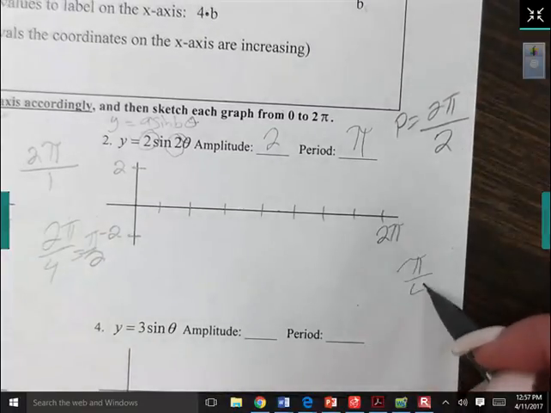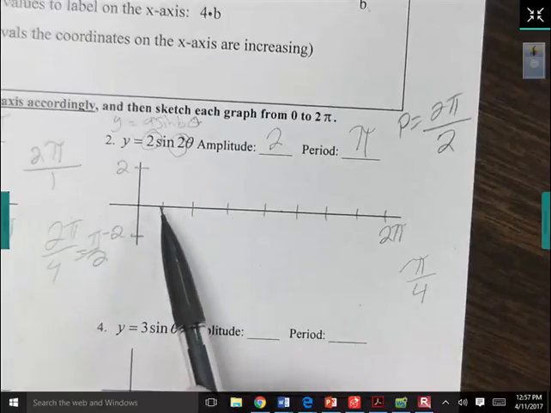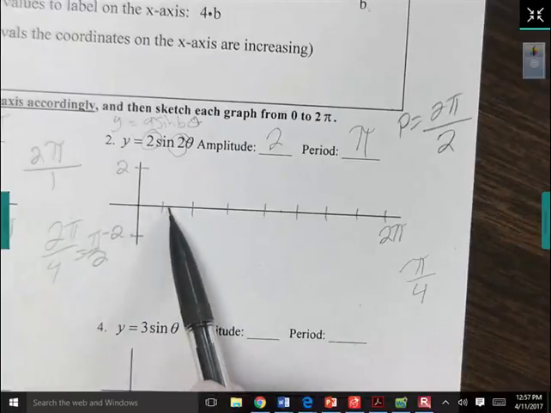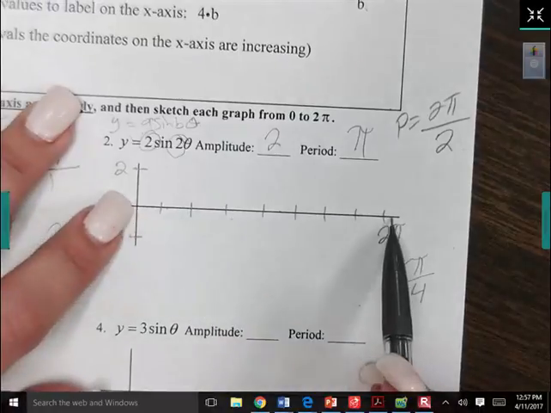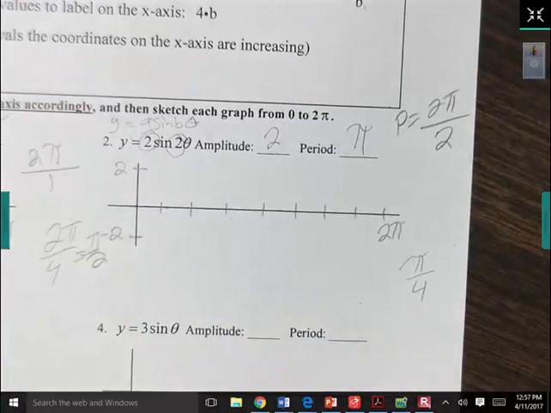Another way you guys can look at this is each one of these hash marks are the same, right? So from 0 to here is the same, from here to here is the same, correct? If the whole length is 2 pi, then we're just taking that 2 pi and dividing it up into 8 equal pieces. So guess what 2 pi divided by 8 is? It's also pi over 4. Good. So there's more than one way you can look at this, okay?